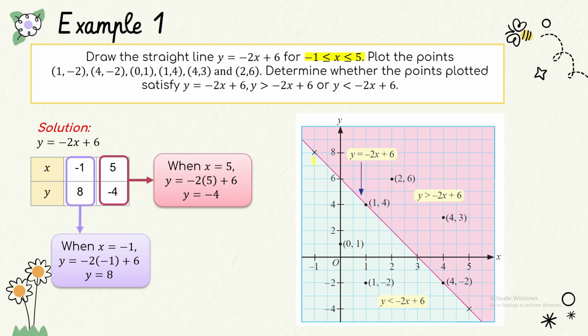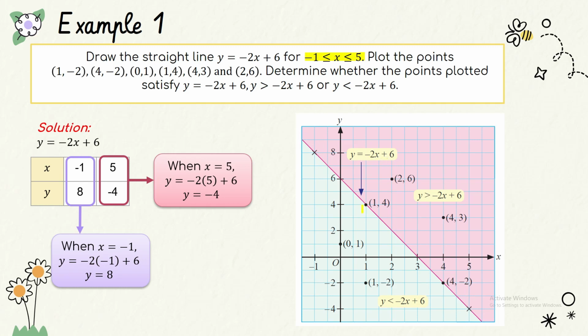Okay, above here is the point of negative 1, 8. And below here is the point of 5, negative 4. Then we connect these two points. Then we get the straight line. Okay, this is the straight line of this equation, which is y equal to negative 2x plus 6.